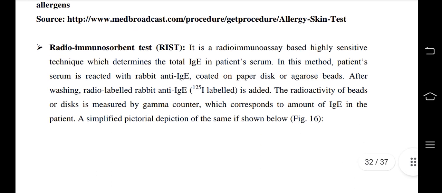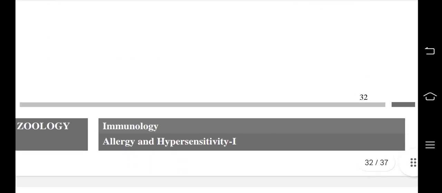Then radioimmunosorbent test, RIST. It is a radioimmunoassay based highly sensitive technique which determines the total IgE in patient's serum. In this method, patient serum is reacted with rabbit anti-IgE coated on paper disc or agarose beads. After washing, radio-labeled rabbit anti-IgE, 125I labeled, is added. The radioactivity of beads or discs is measured by gamma counter, which corresponds to the amount of IgE in the patient. A simplified pictorial depiction is seen.